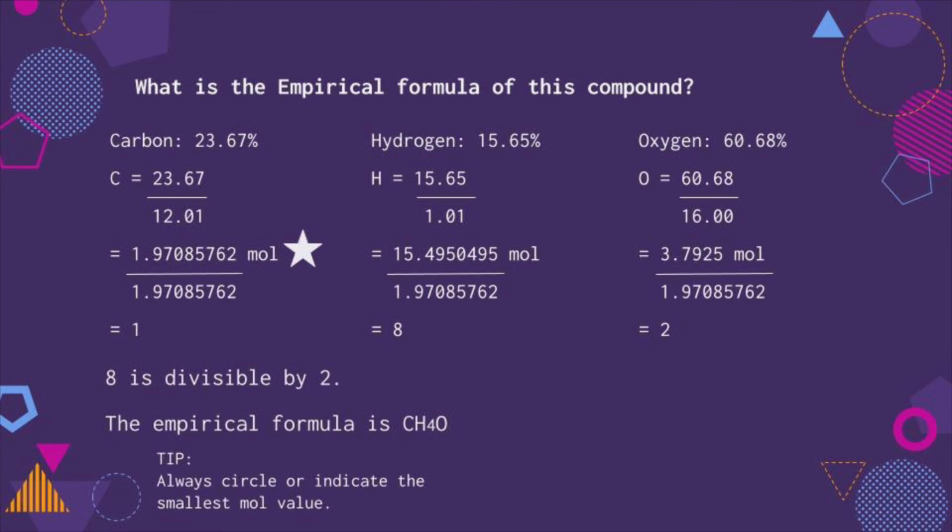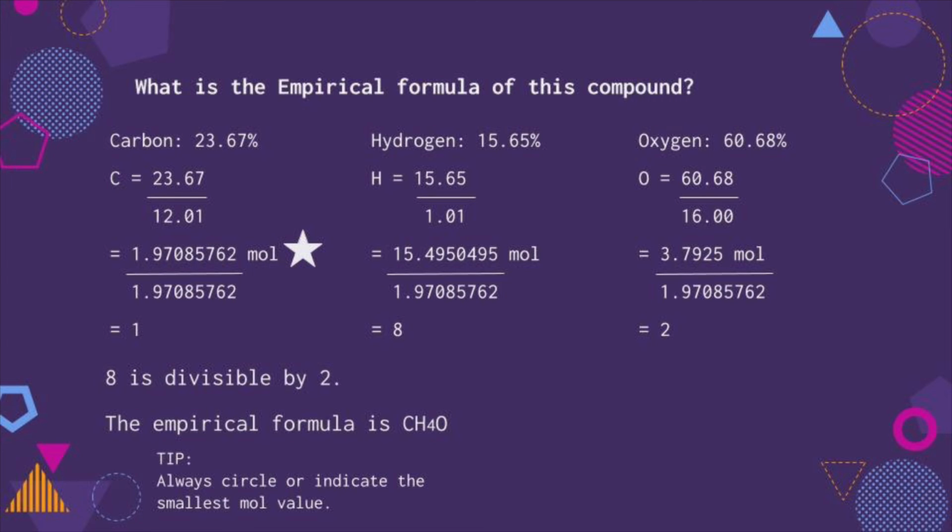Now, let's solve for the empirical formula. Using the percent composition of each element in the compound, you divide the percent composition by each element's atomic mass. Now, you are left with the number of moles in each of the elements. Using the lowest mole value, divide each of the moles for each element by the lowest value. That will give you your subscript numbers.